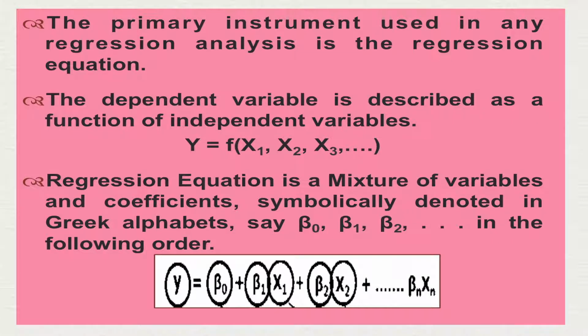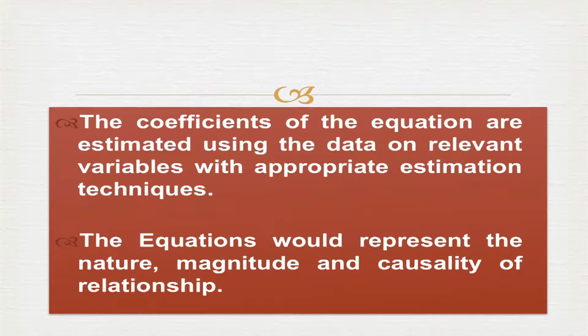In the following order. Look at this equation: y equal to beta 0 plus beta 1 x1 plus beta 2 x2 plus beta 3 x3, etc. up to beta n xn. The coefficients of the equations are estimated using the data on relevant variables with appropriate estimation technique. The equations would represent the nature, magnitude and causality of relationship.